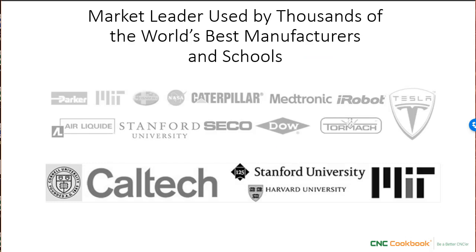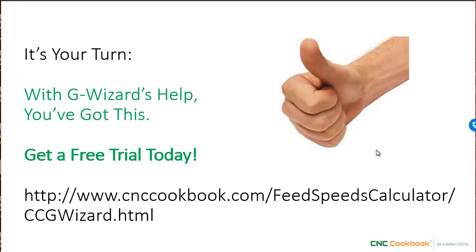G-Wizard is the market leader used by thousands of the world's best manufacturers and schools for feeds and speeds. Over 100,000 CNCers have used it to get better tool life, surface finish, and cycle times. There's a lot more to see in G-Wizard than I can show you in this quick tour. Now it's your turn. With G-Wizard's help, you've got this.